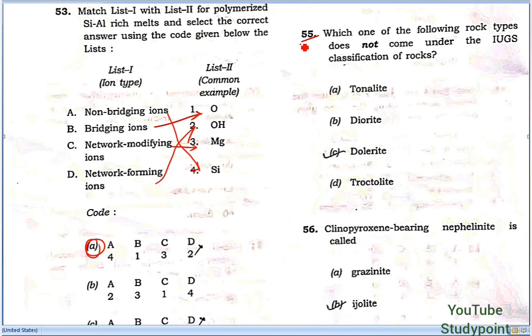Next one, question number 55. Which one of the following rock types does not come under the IUGS classification? So it is option C, dolerite. Dolerite does not come under the IUGS classification. Next one, question number 56. Clinopyroxene bearing nephelinite is called. Right answer is option B, zeolite.